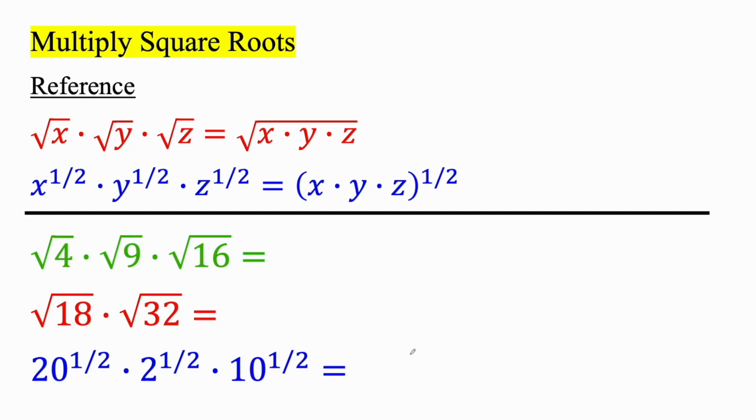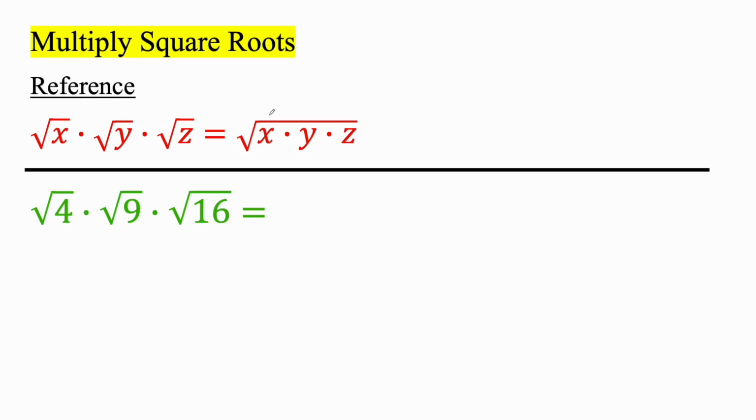Now we're going to solve these three problems in two different ways, and so let's begin. So first, what if we don't use this method? Well, the square root of 4 is going to give us 2, the square root of 9 is going to give us 3, and the square root of 16 is going to give us 4. And so if you multiply it out, you get 24.